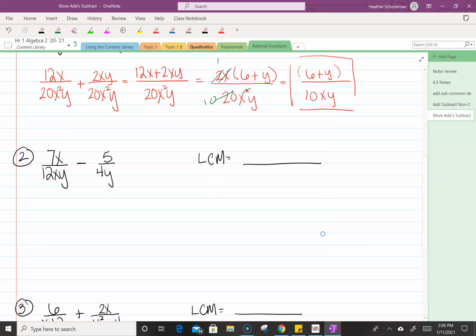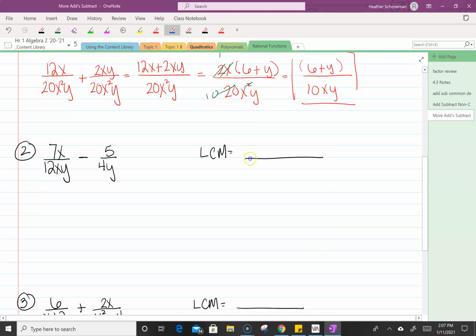First things first, I want to find the least common multiple. They're not factorable because there's no plus or minus signs. So with the numbers 12 and 4, the least common multiple would be 12. Now this one has 1x, the one on the right has 0. 1 is more than 0, so I'm going to have 1x. They both have 1y, it's a tie, so it's 1y.